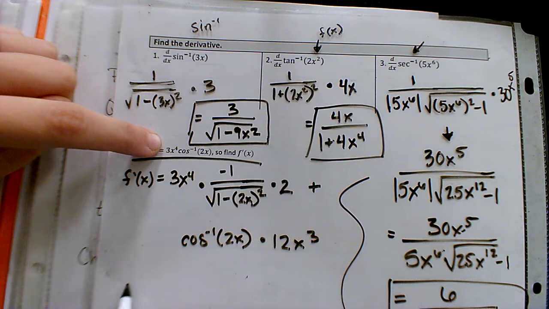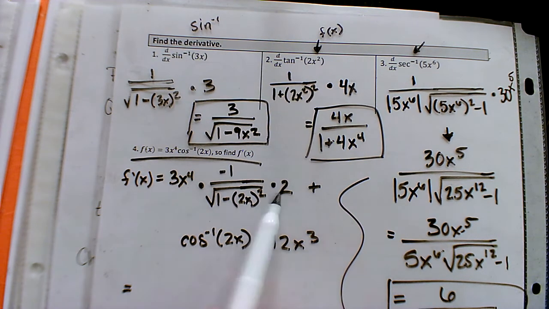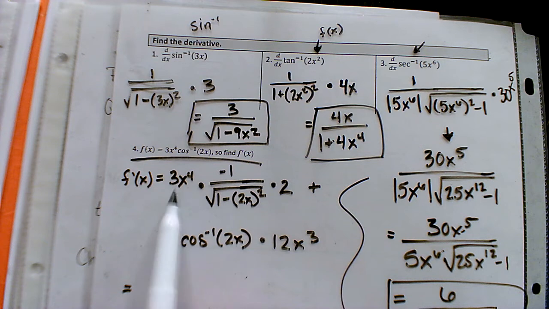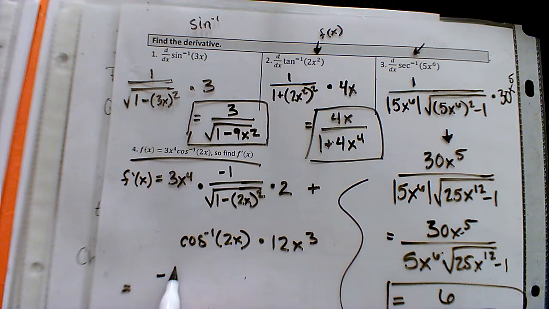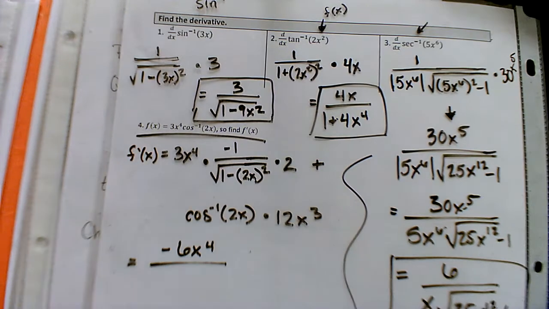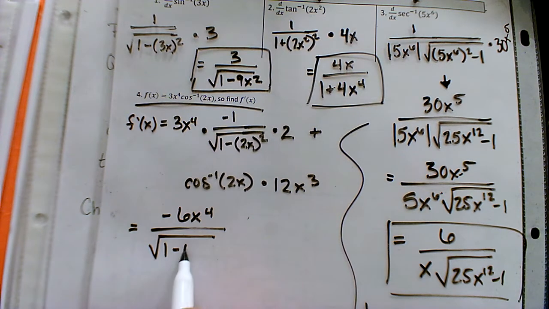12x cubed. Alright, so let's clean it up. If we look at the 1d2 part, everything before the plus sign, the 3x to the 4th can be moved up top of the fraction, and same with the 2. So we'll have negative 6x to the 4th. And if we want to simplify the bottom, we'll have 1 minus 4x squared.